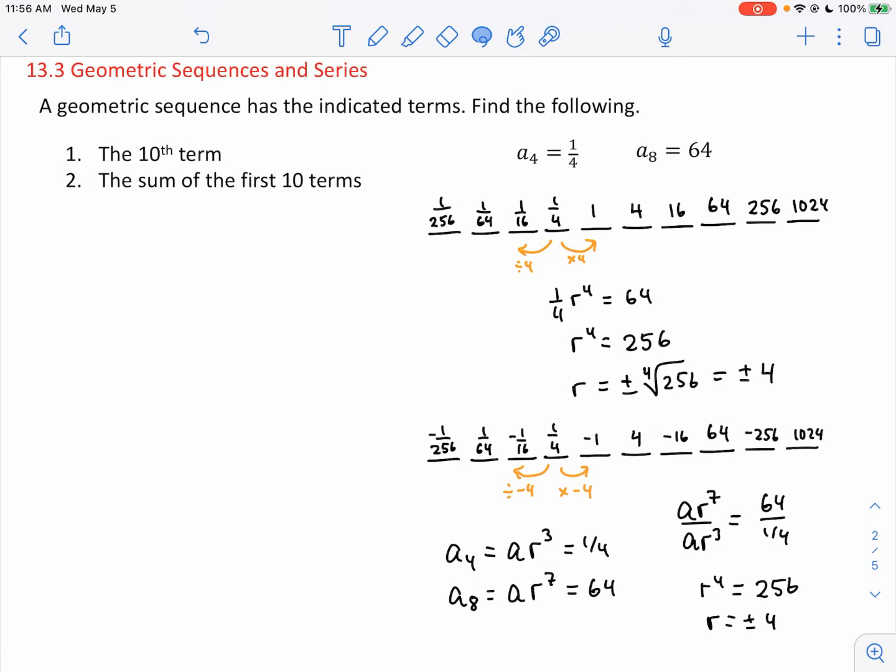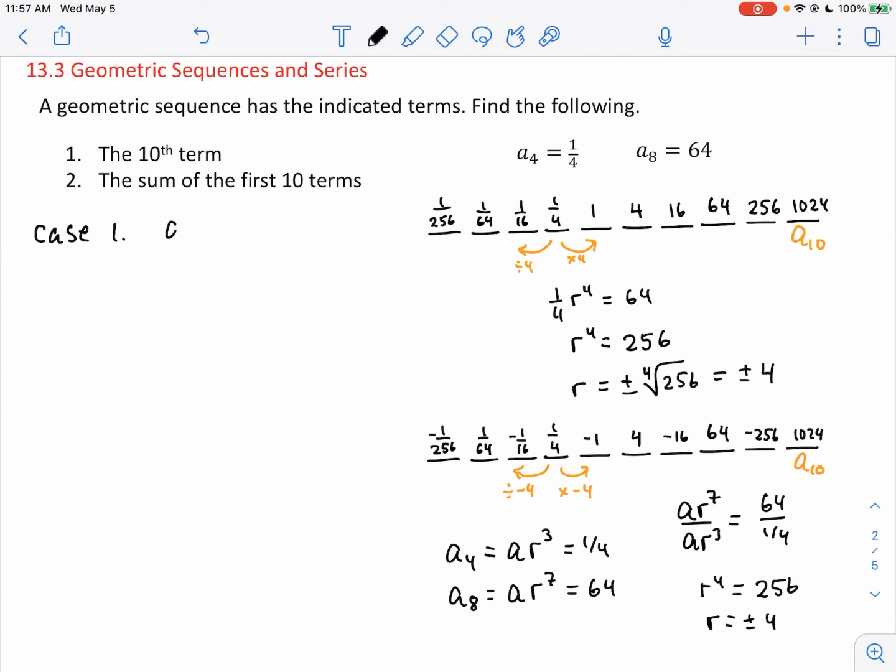Now we want to find the sum of the first 10 terms. So we have to use the formula for finding the sum twice, once for each possible sequence. So in case 1, and I should specify right here, here's our 10th term in each case. In each case, the 10th term is a positive answer. It's 1024. So question 1 will have only one answer.